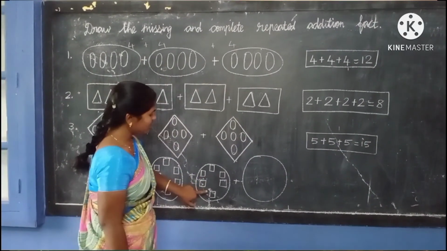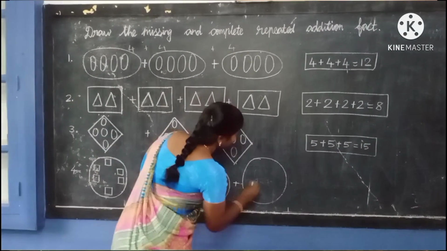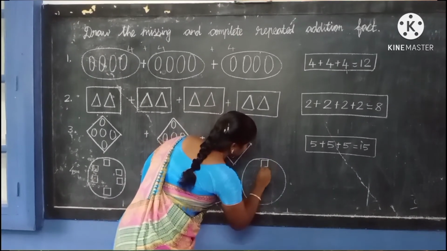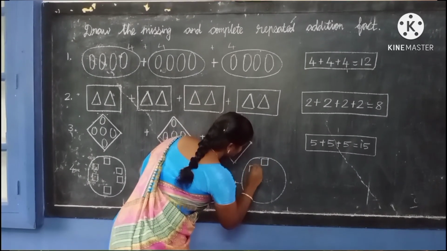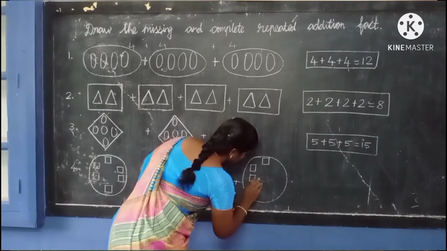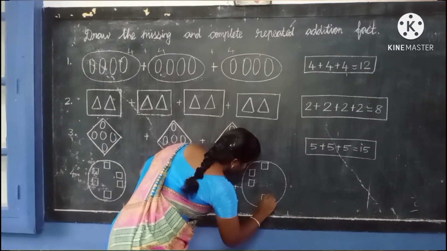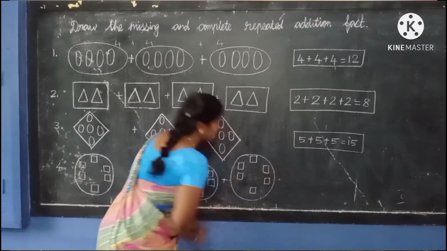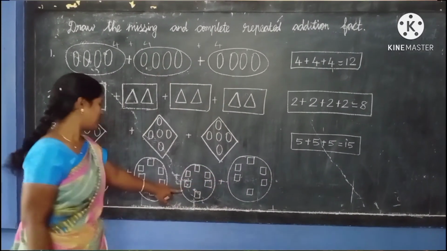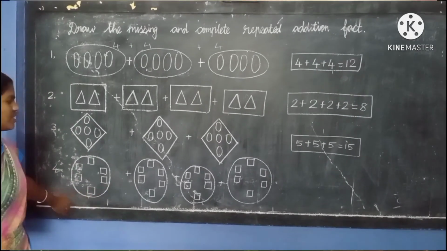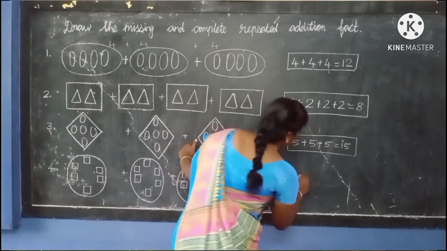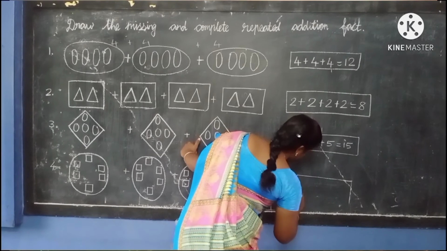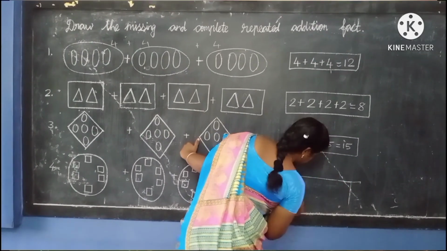Already here given 6 shapes. Here we have to draw 6 shapes. 1, 2, 3, 4, 5, 6. Here 6, here 6, here 6, here also 6. So now we are going to add these four 6s.